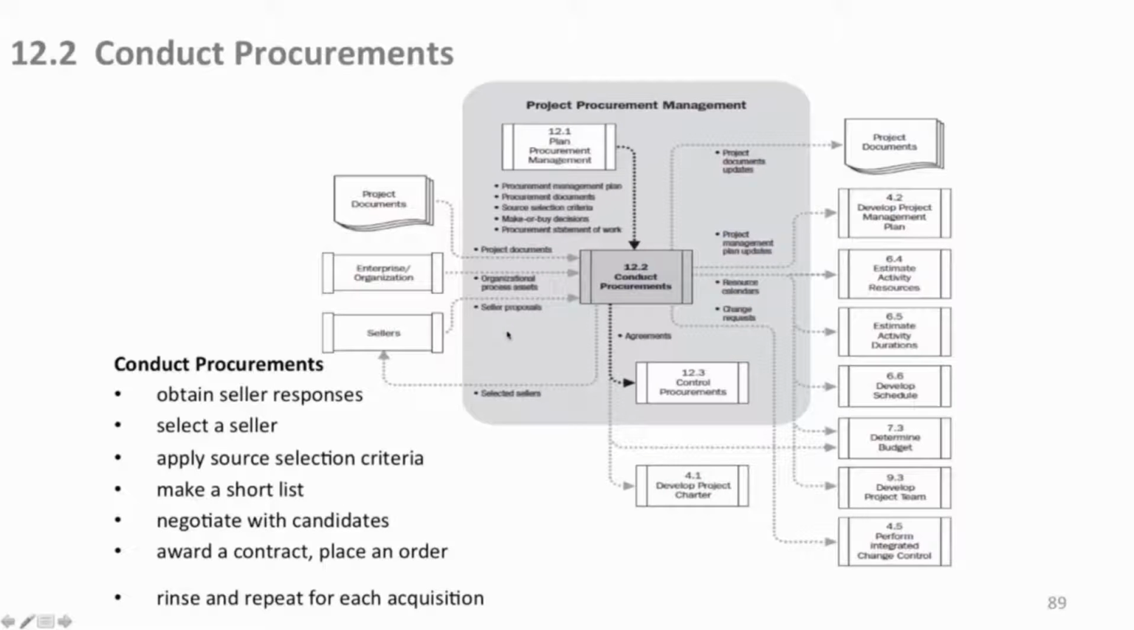So what's the purpose of conducting procurements? Go out, get your bids, get your sellers' responses, select the seller, apply source selection criteria, which are the attributes that you're going to apply against their proposals to see whether they've met the conditions and the requirements that you set out to get from them. You're going to shortlist them, and then you're going to negotiate with them as needed so that in the end, you will know that the ones you pick are meeting all of your requirements. And then you would award the contract or place an order, whatever, and rinse and repeat for every acquisition just like this.